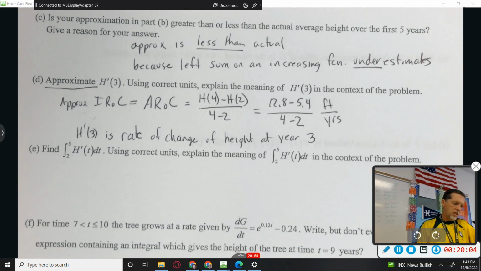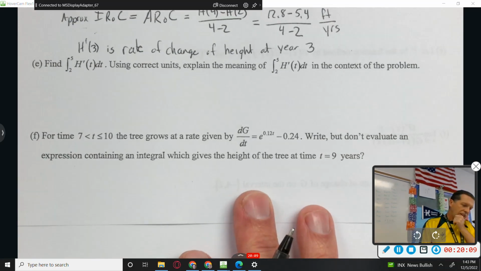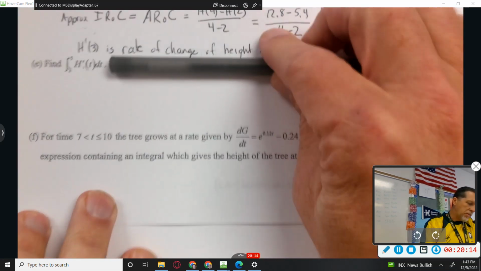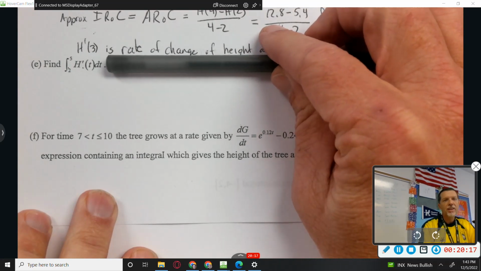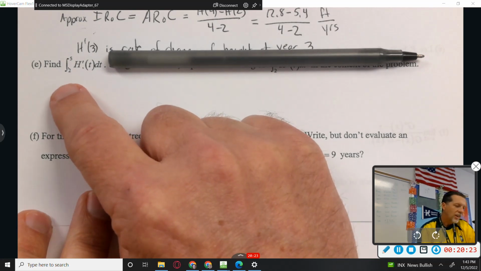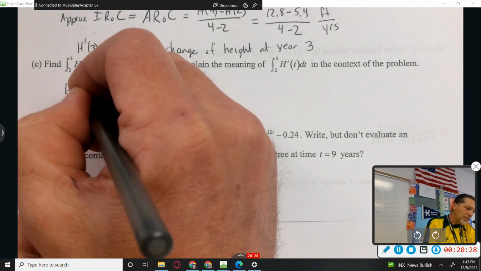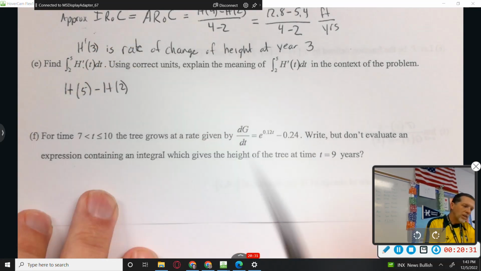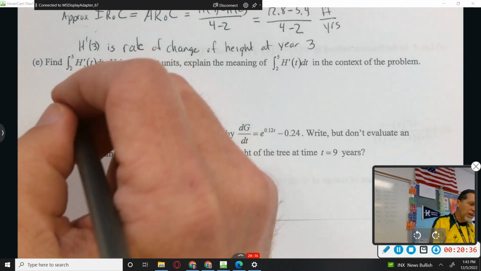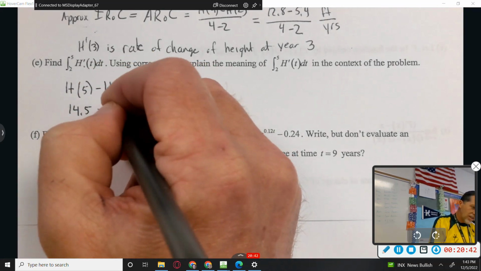Question E. Find the antiderivative of h prime. Well, let's stop there. I think I like this problem. When it gets too complicated, actually the complications cancel each other out. Because what's the antiderivative of h prime? H. And then we have limits, so h of 5 minus h of 2. So, in some sense, E is the easiest calculation because all I'm doing is 14.5 minus 5.4.